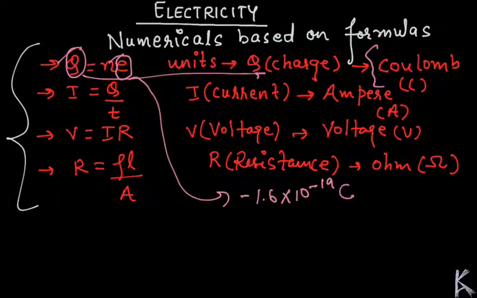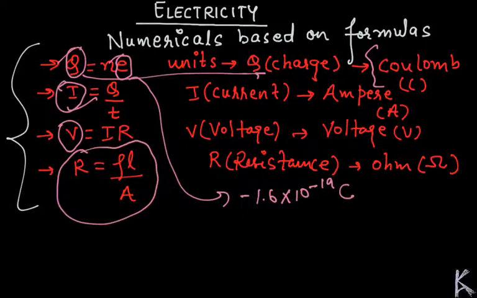Okay, and in this formula, I is equal to Q by t, I is the current, Q is the charge per unit time, which is the current. Okay, V is equal to IR, where V is for voltage, I is for current, and R is for resistance. And the unit for resistance is ohm.